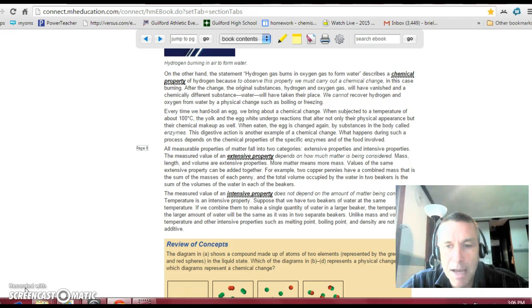For example, 2 copper pennies have a combined mass that is the sum of the masses of each penny, and the total volume occupied by the water in 2 beakers is the sum of the volumes of the water in each of the beakers. Notice that they're the same substance. Volumes are additive as long as you have the same substance. The measured value of an intensive property does not depend on the amount of matter being considered. It's amount independent. Temperature is an intensive property.